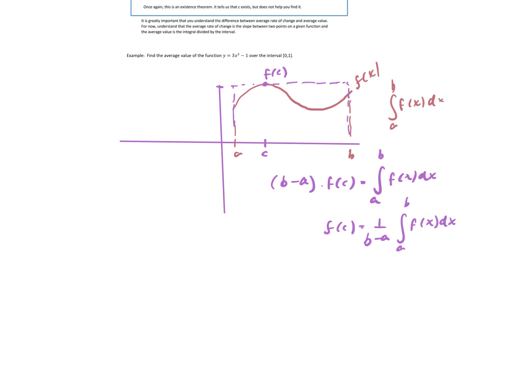For right now, it's pretty straightforward. It's just going to ask you to find the average value. We're going to apply it to particle motion at the end of the chapter, when we talk about average velocity or average acceleration. We're going to use this formula for it. So let's do this one.